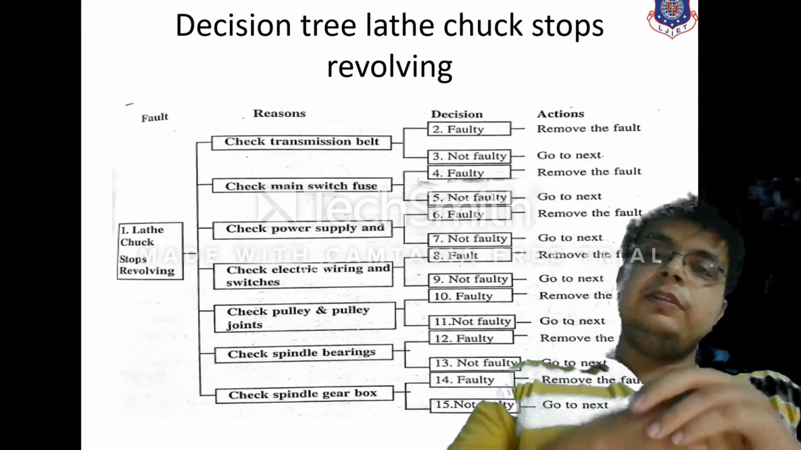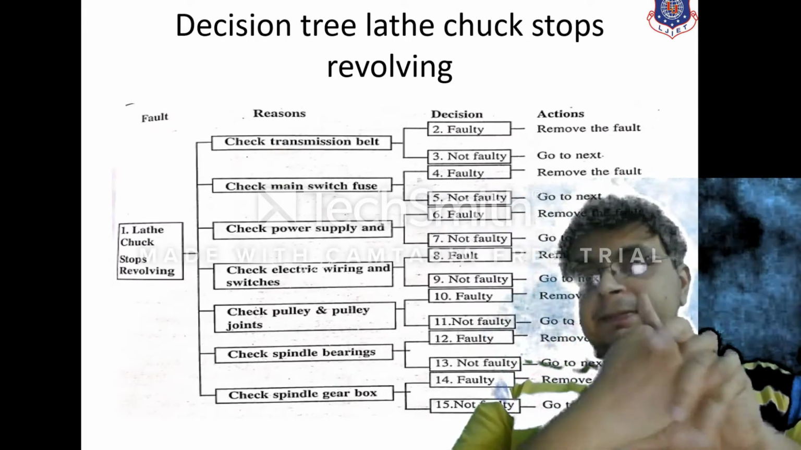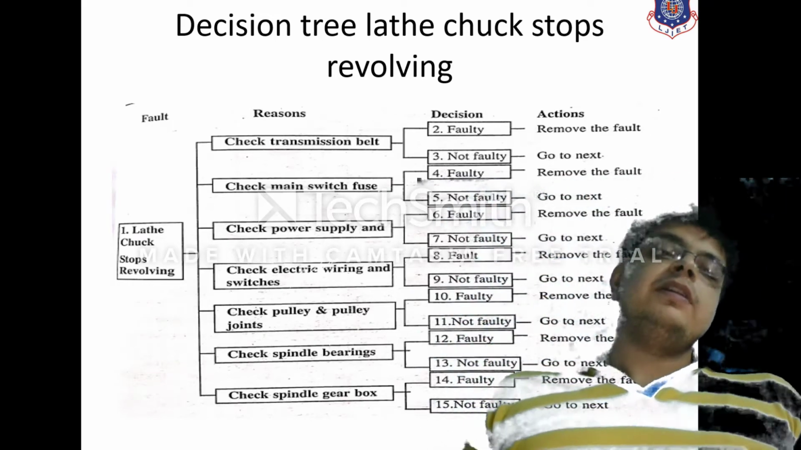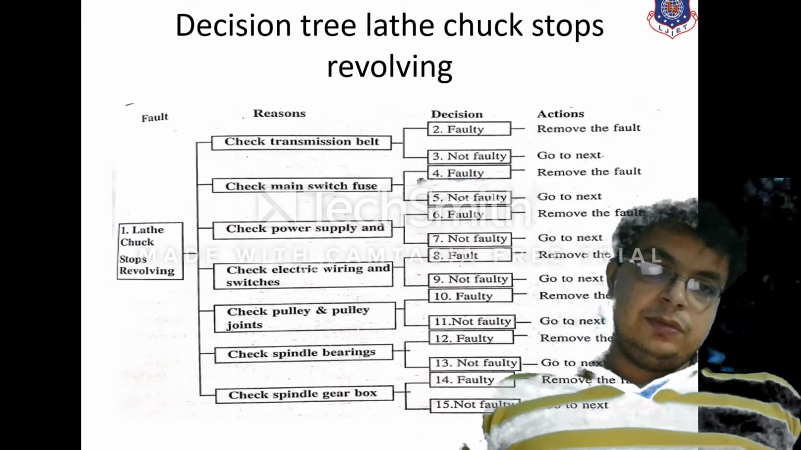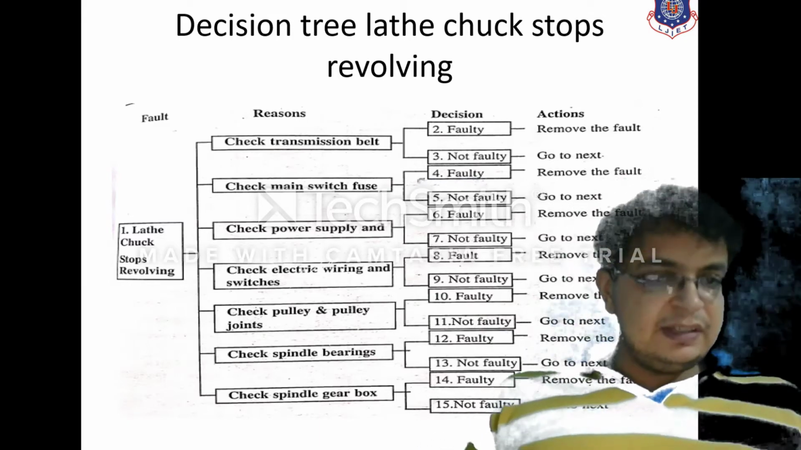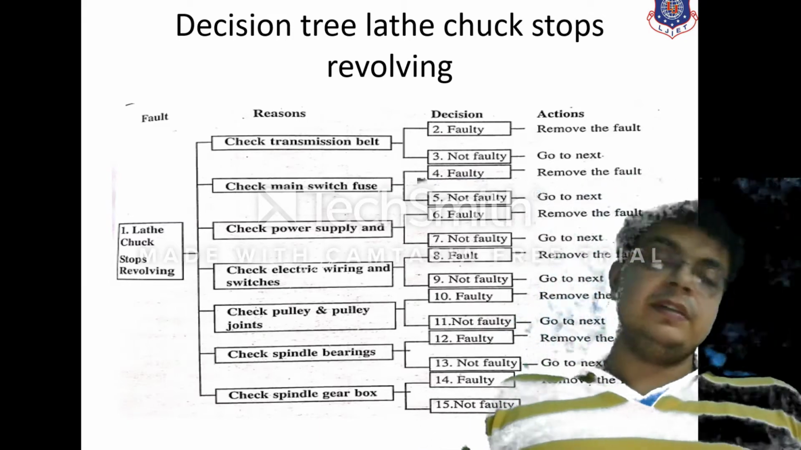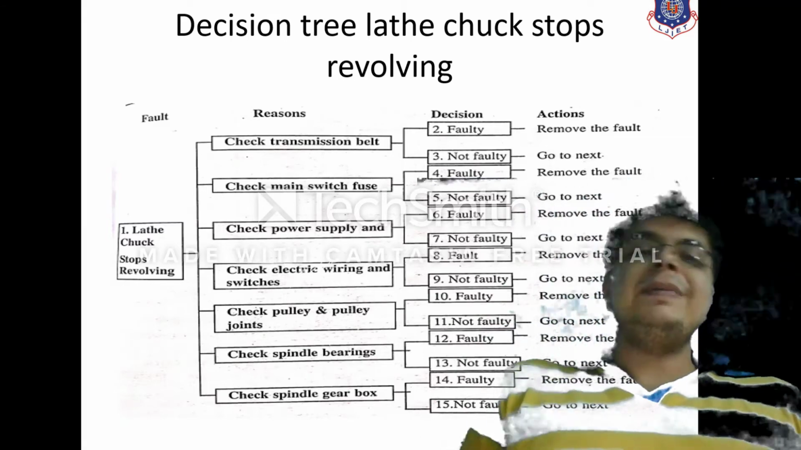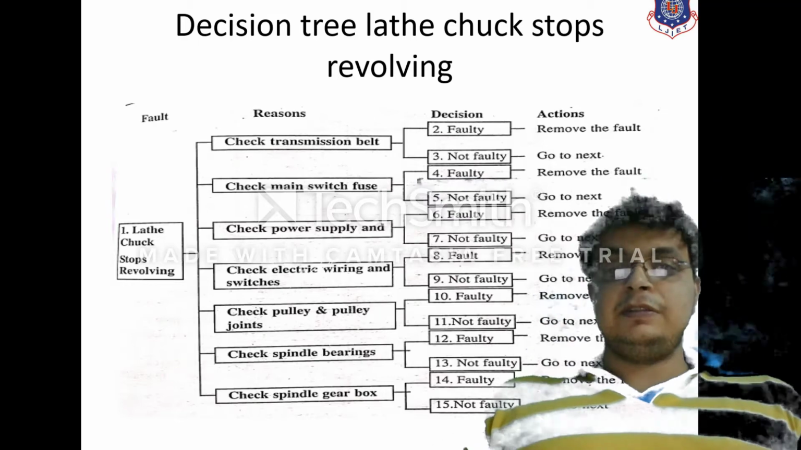Now, let's start with the first diagram, that is the lathe chuck stops revolving diagram. So this is the fault. The fault will be that the lathe chuck stops revolving. The reasons will be listed as shown below.